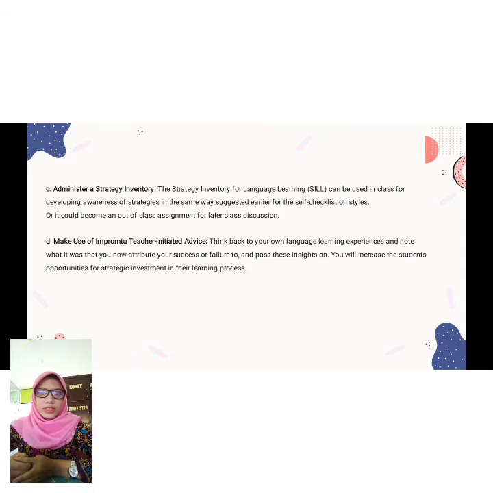Okay, the third strategy is administer a strategy inventory. The strategy inventory for language learning can be used in class for developing awareness of strategies in some way suggested earlier for the self-checklist on styles. And the last is make use of impromptu teacher-initiated advice. Think back to your own language learning experiences and note what it was that you attribute your success or failure to, and pass this insight on. You will increase the students' opportunities for strategic investment in their language process.